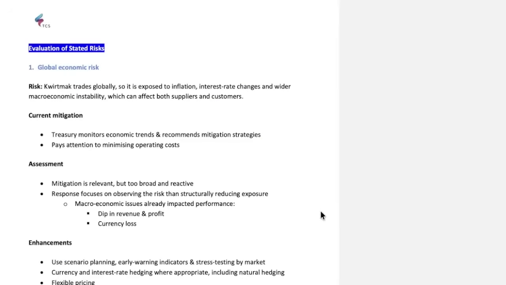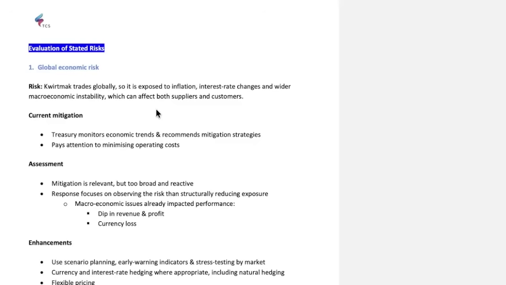So having said that, I want to direct your attention towards the risk report as well. I'm not going to focus on all 5 risks. I simply want to direct your attention towards one single risk so that you understand how to utilize this risk report. So as per the stated risks, we are exposed to global economic risk. So we are trading globally. So we are exposed to inflation, interest rate changes, and wider macroeconomic instability, which can impact both our suppliers as well as customers. So we are selling in a global setting.